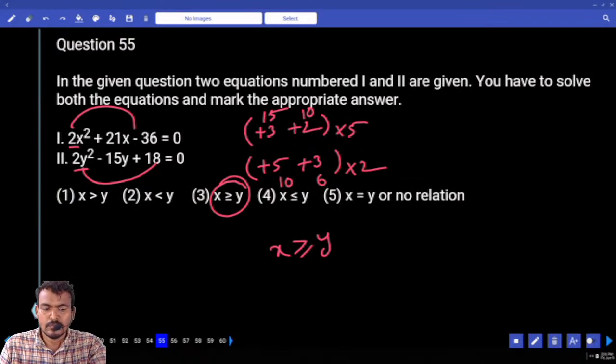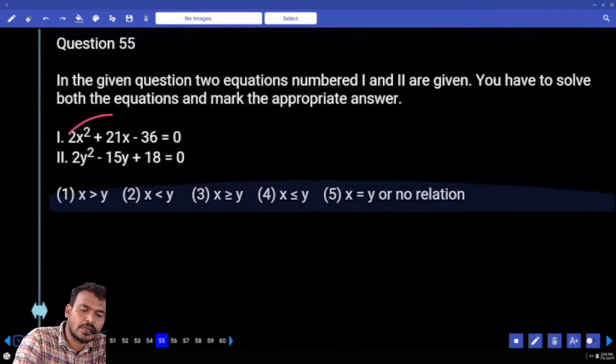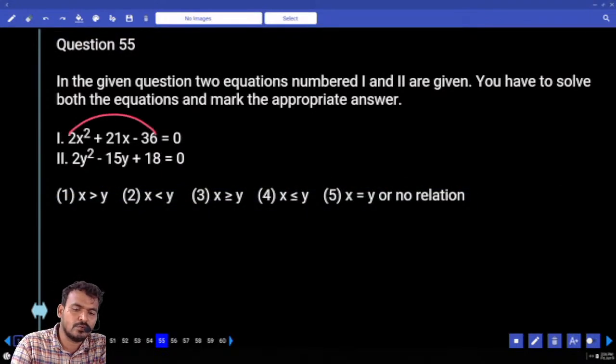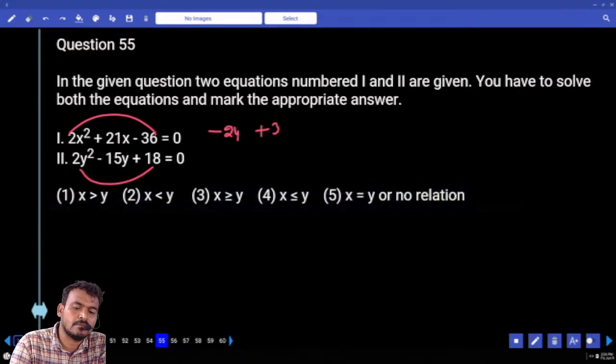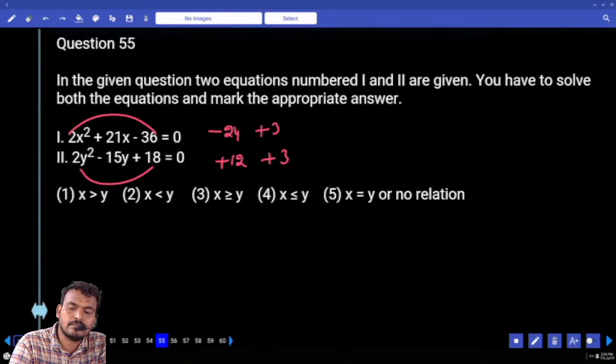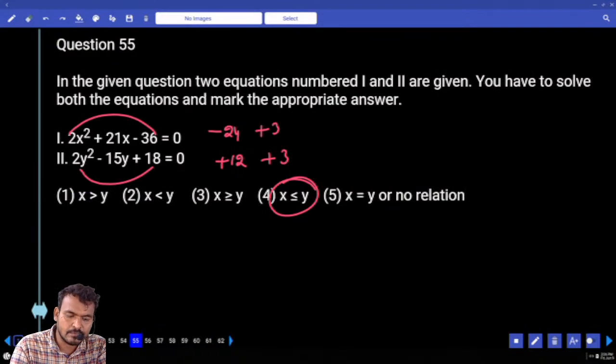Next 55. Both the equations' coefficient of x square and coefficient of y square are same, or not? 2 into 36, 72. 72 means it is 24 and 3, or not? Means 1 will be plus 24 minus 3. But final roots are minus 24 plus 3, or not? Next, second one, 2 into 18, 36. Means it is 12 and 3. One is plus 12, another one plus 3, or not? What is the answer? Negative compared to positives, less than. 3 compared to 12, less than. 3 compared to 3, equal. What is the answer? X is less than or equal to y.